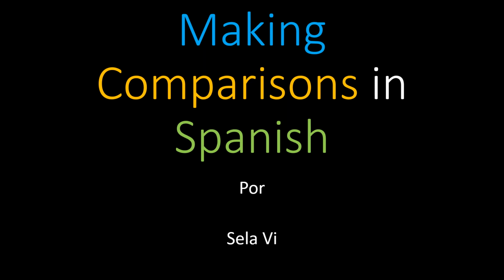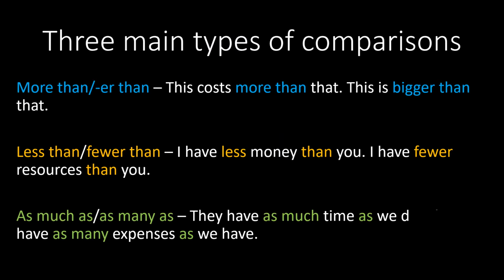In this video, you'll learn how to compare things in Spanish. To get our bearings, first let's take a look at how English uses comparisons. For example, you're going to have things that are more than, or you're going to have the ER added to an adjective typically, and then than. For example, this costs more than that, this is bigger than that.